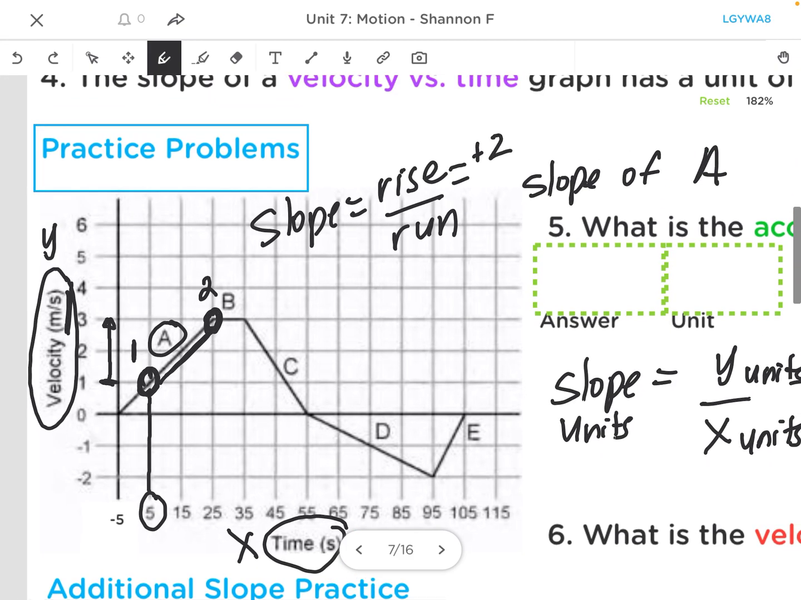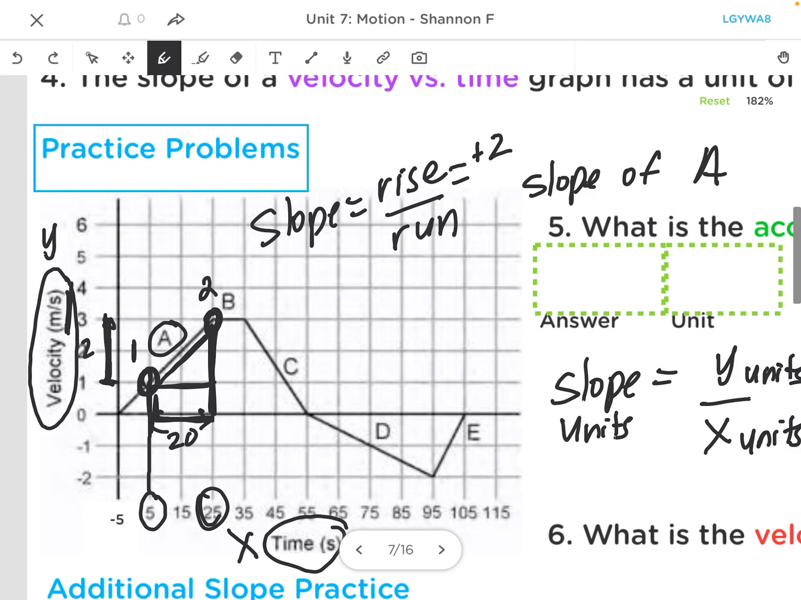The run of this graph would be how far it went left and right. And it looks like it's just 2 boxes. But if you read this off, it goes from 15 to 25. So you have to be careful when you're doing rise over run. You can't count boxes. But you can say it went up from 1 to 3, so it went up 2. And it went over from 5 to 25. So that's a run from 5 to 25 of 20.